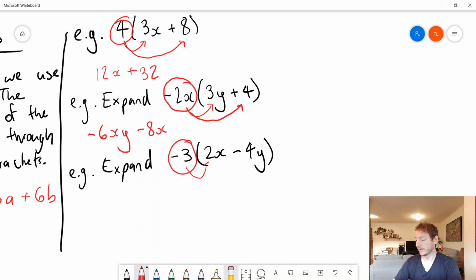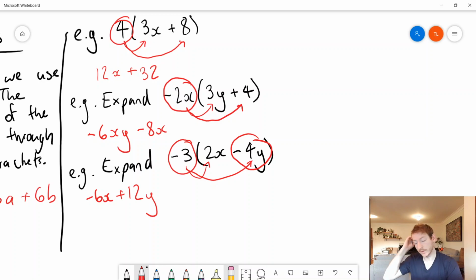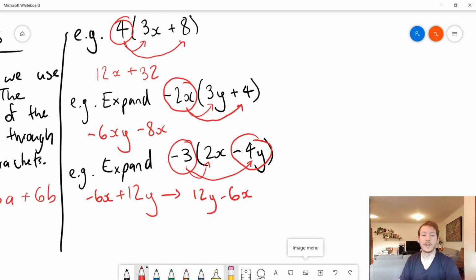So negative 3 times 2x is negative 6x. Negative 3 times, remember this is negative 4y, negative 3 times negative 4 is positive 12, and there's just a y on the end there. So negative 6x plus 12y. You might like to write this as 12y take away 6x, but both are correct. Just sometimes it's nicer not to have the minus at the front. Alright, pause it there if you need to keep copying it down.